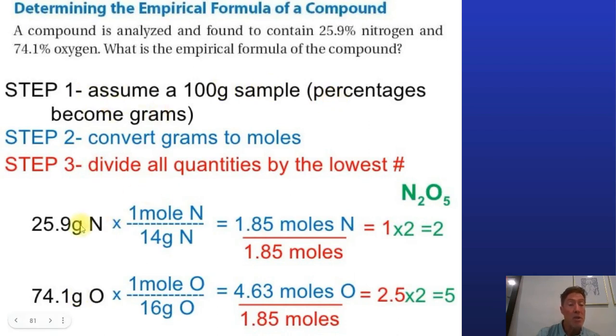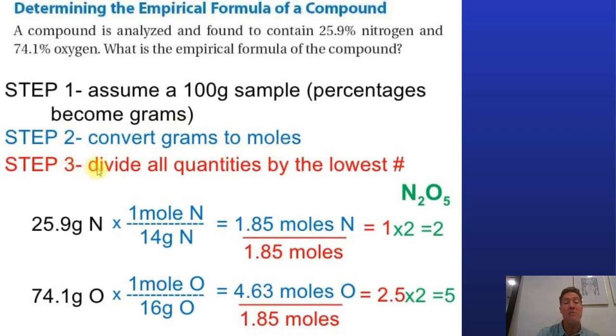Then we're going to go from grams to moles using our molar mass. Okay, so we're going to say, hey, I can convert from grams. Each mole of this has 14 grams. My grams will cancel. Now I've got moles. I've got 1.85 moles of N. Okay, I'm going to do the same thing with oxygen. Take its grams, use its molar mass, and cancel out grams to moles. So now we have, in blue, 1.85 moles of N and 4.63 moles of O. So that's step 2, right? We've converted grams to moles.